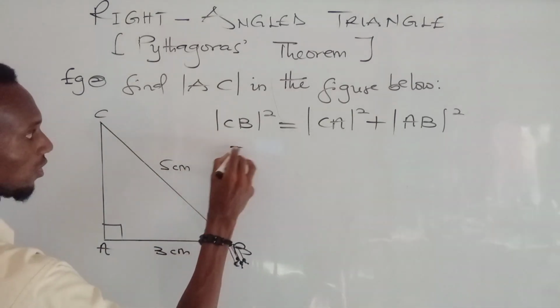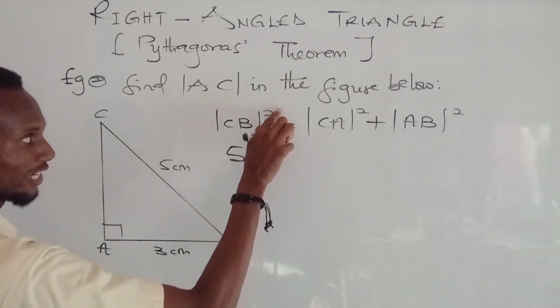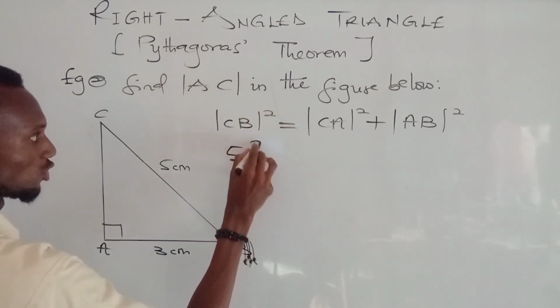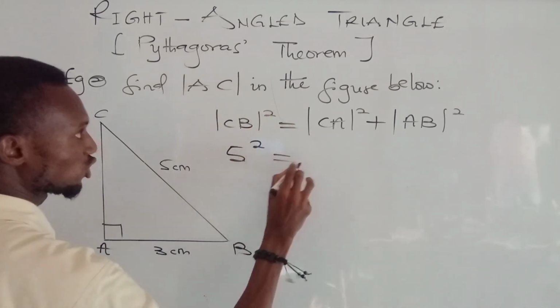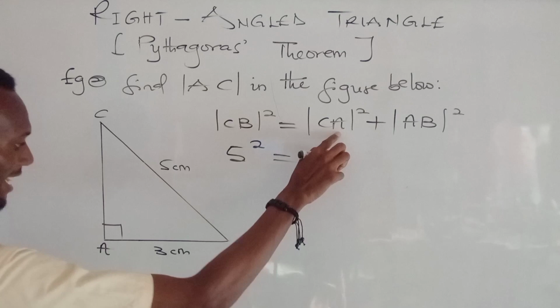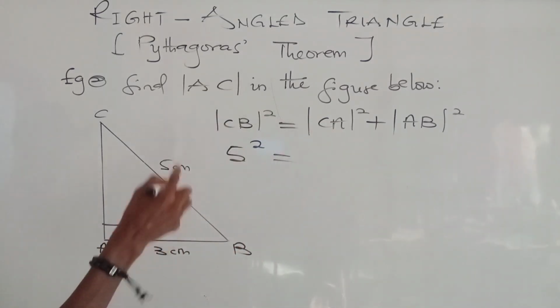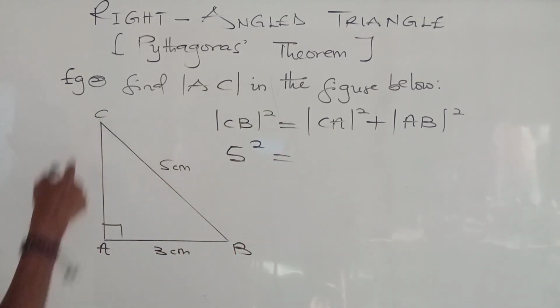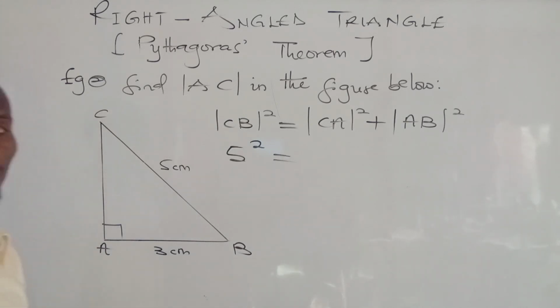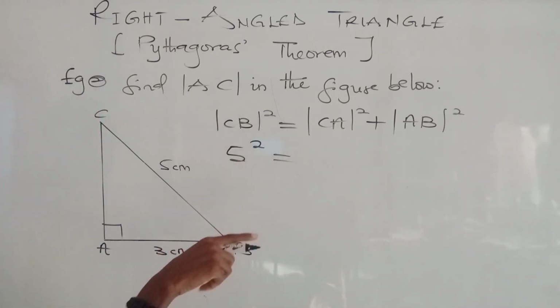Okay, so you bring your 5 there, then you don't forget to bring your power 2, which is here. So 5 squared equals, then I have CA here, and the CA, where is it? This is our CA, which you are looking for, which you don't know. Okay, please don't get confused.